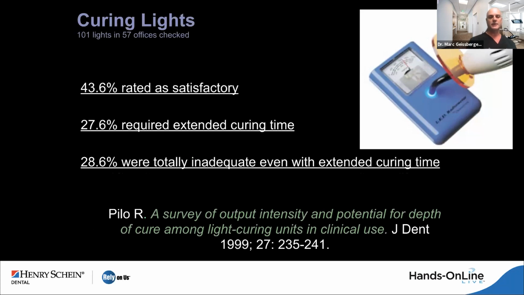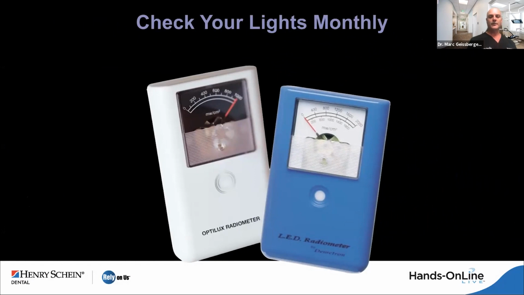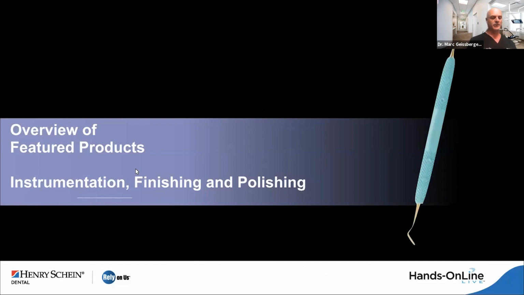And there are some great systems on the market that do this, but it's really important. A study long ago showed that 43% of lights that were tested in practice weren't working all that well. So it's important to recognize we have a built-in LED radiometer that we use on a monthly basis to check how much output our light has. Is it at that 1,000 milliwatts as the company would tell you, or is it lower? It's important because that really impacts how long you need to cure a material. You want your lights functioning properly.